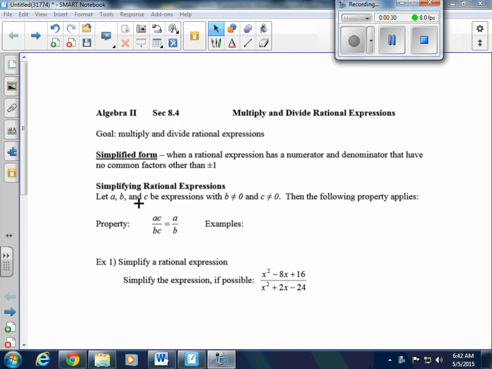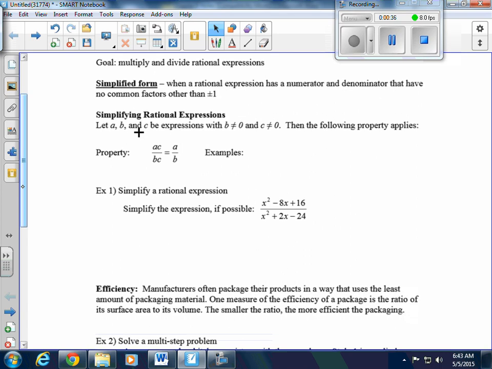Okay, so we have to simplify the numerator as far as we can with the denominator so that they don't have any like terms. So when we look at simplifying rational expressions, we're going to let A, B, and C be expressions with B not equal to 0 and C not equal to 0. Then the following rule will apply. If we have A times C over B times C, these are being multiplied so we can cancel out the C's, and so we have A over B.